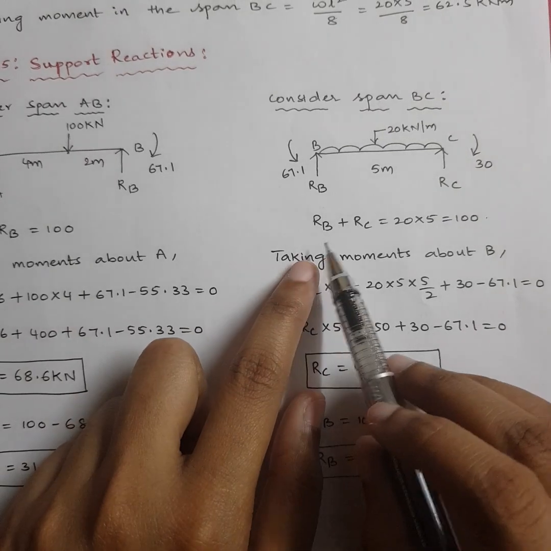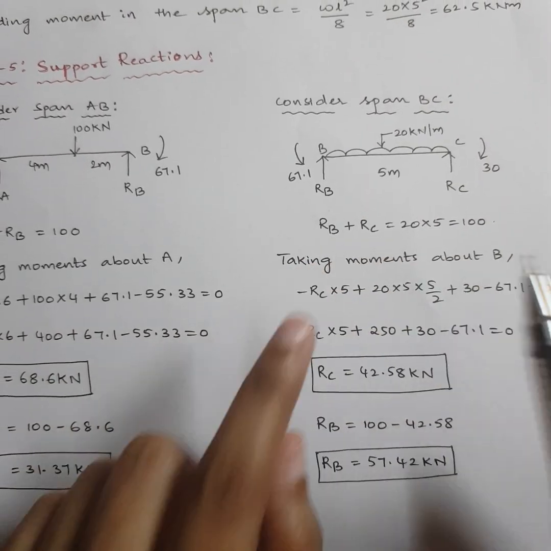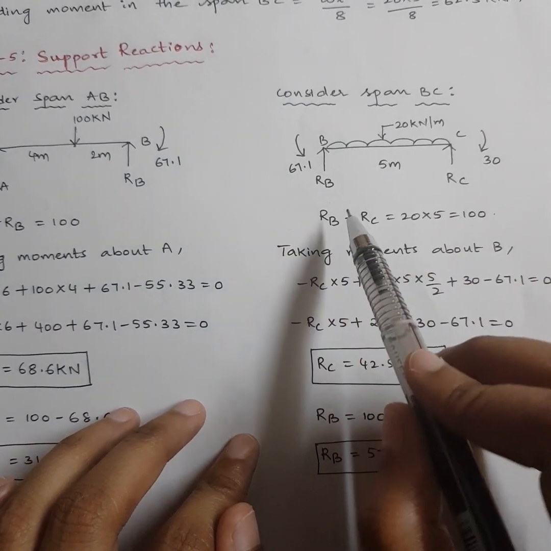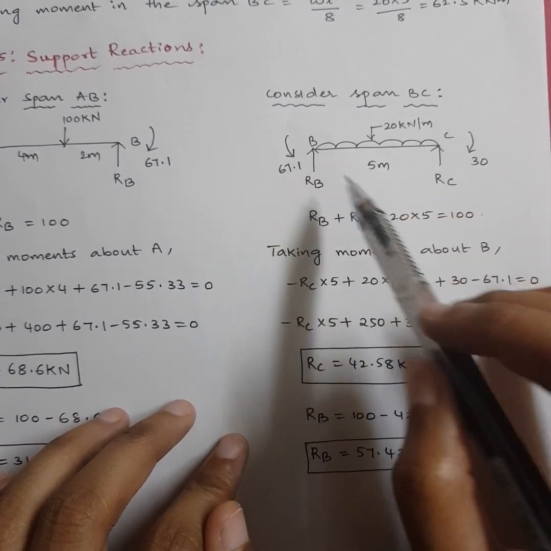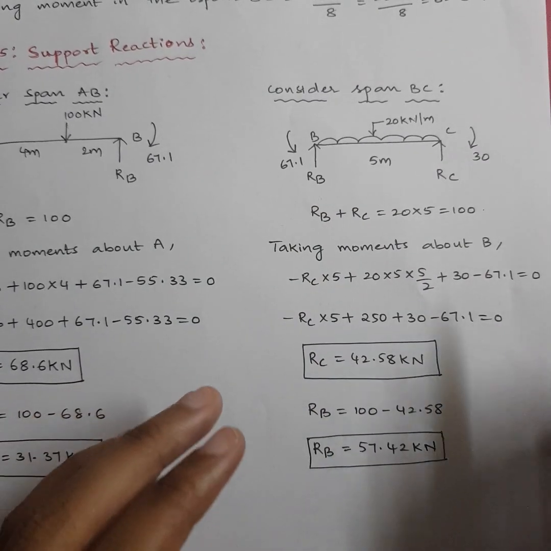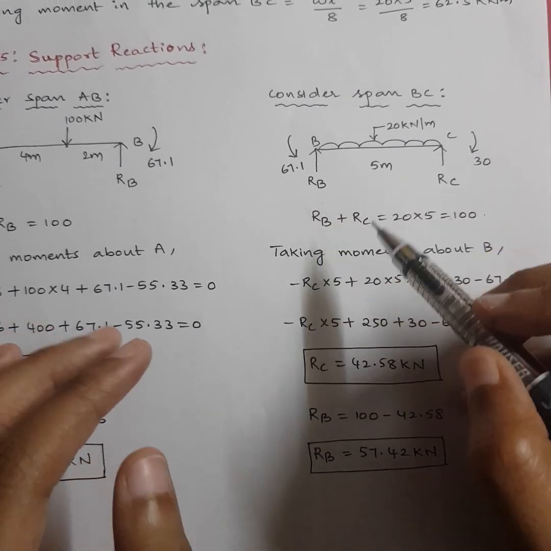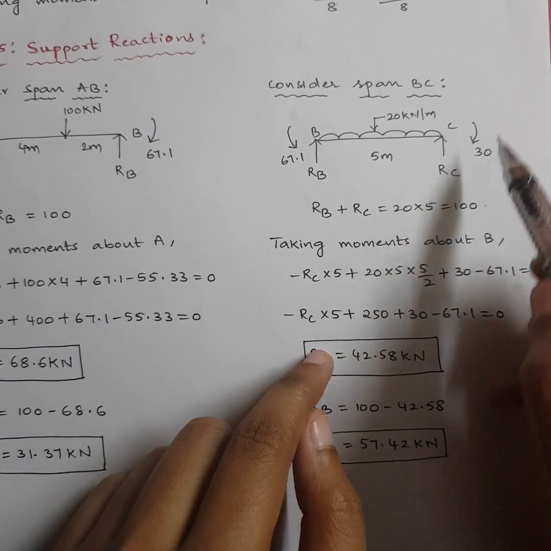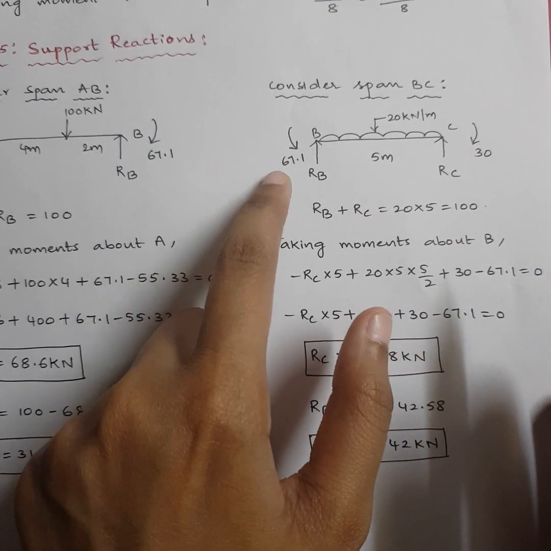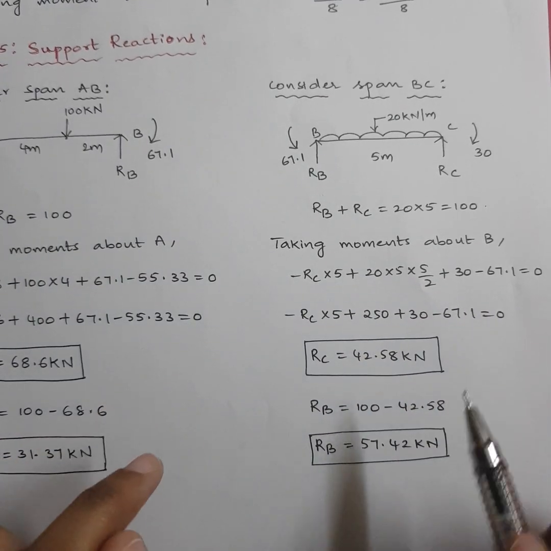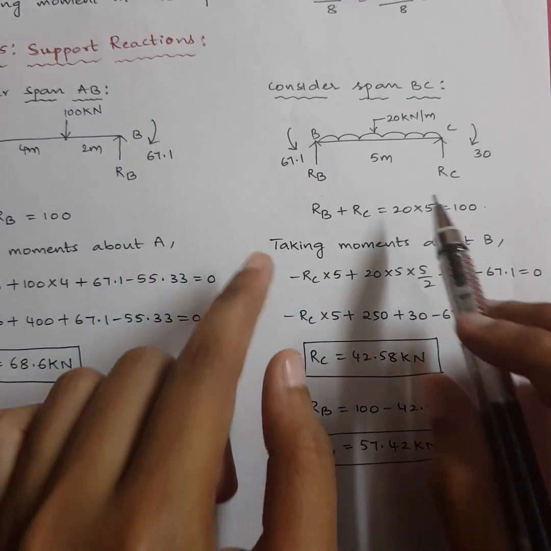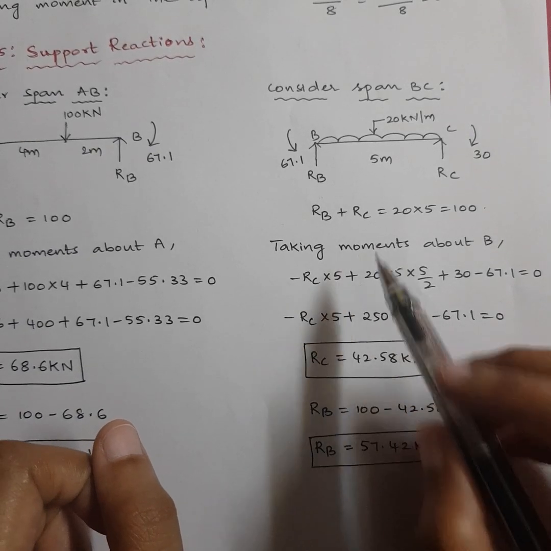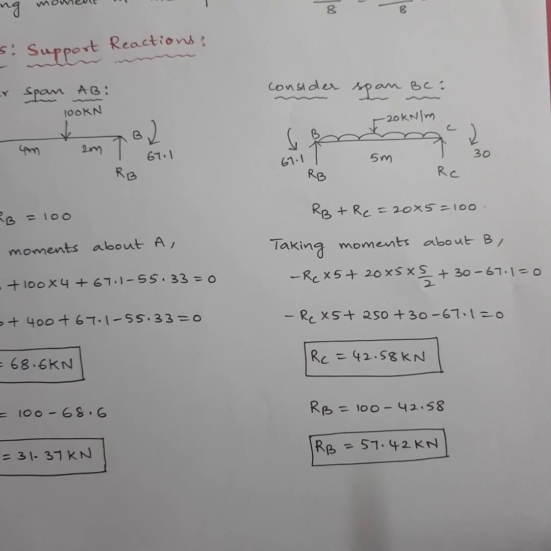So RB plus RC equal to 20 into 5, 100. Then taking moments about B. So minus RC into 5 plus 20 into 5 into 5 by 2. Why? Because we assume the UDL to be like a rectangle. So total load is 20 into 5. Centroidal distance will be half of the rectangle, 5 by 2, plus 30 clock direction towards B, 67.1 anti-clock direction, minus 67.1 equal to 0. So finally you get RC as 42.58. Once you get RC, calculate RB, which is 100 minus this 42.58, you will be getting 57.42.